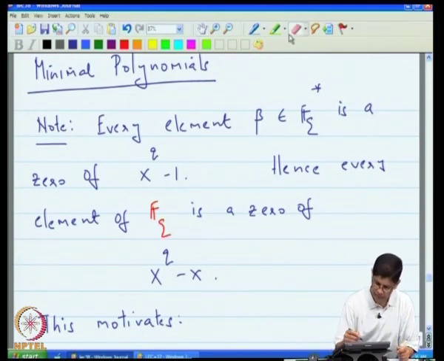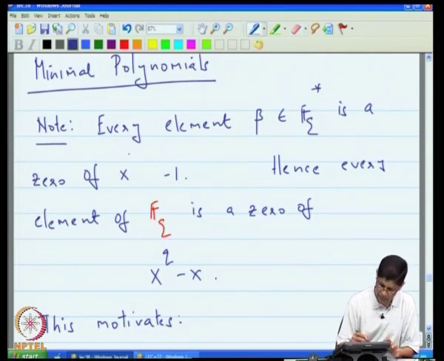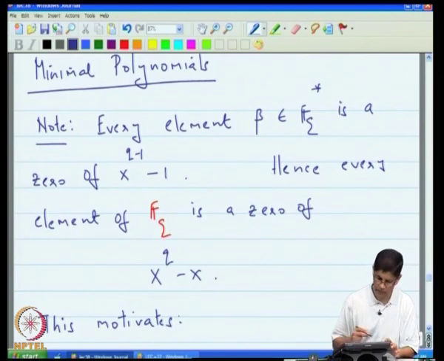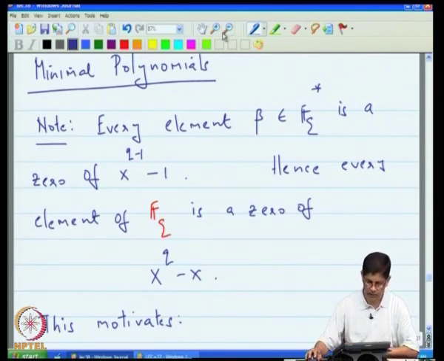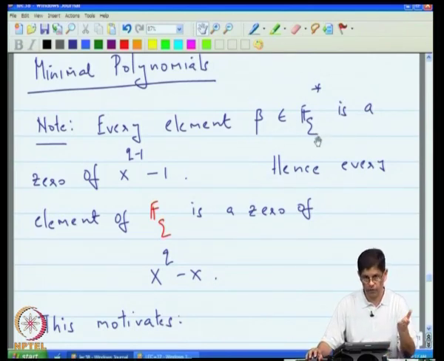We have already seen this because the maximal order is, excuse me, a small typo here, this really is x to the q minus 1 minus 1. We know that the maximal order is q minus 1 and that every element has order dividing that. So, a consequence of that is that every non-zero element in the finite field is a 0 of x to the q minus 1.